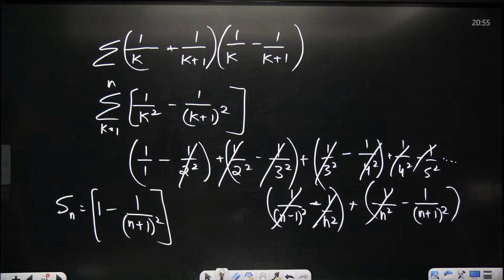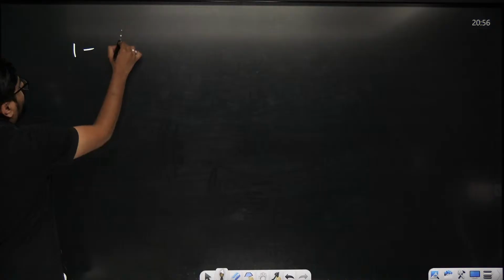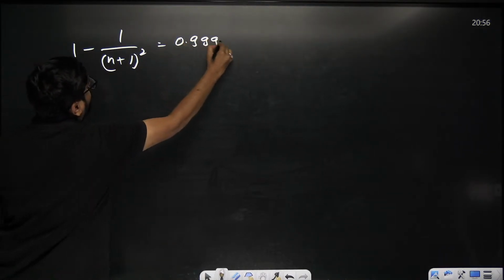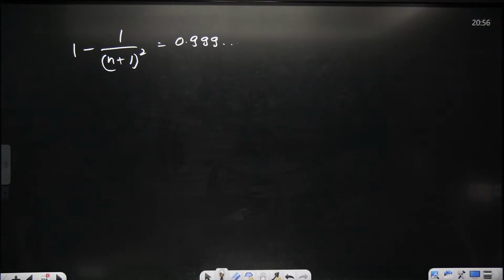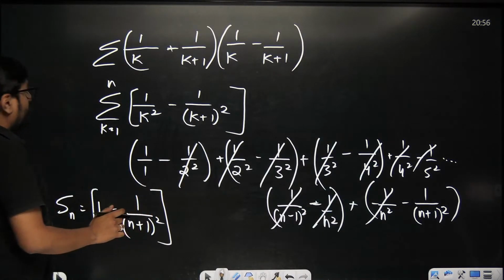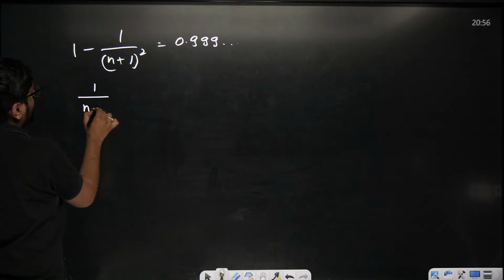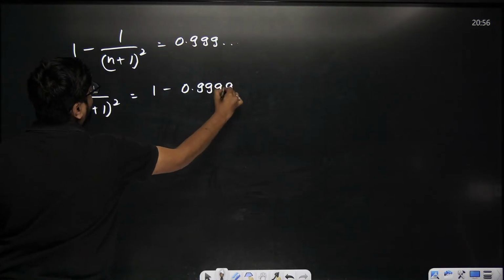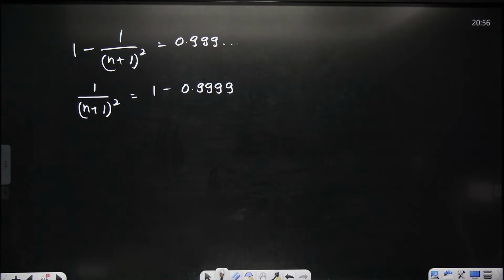This is my sum, which is given to me as 0.9999. So my 1 minus 1 divided by n plus 1 whole square is given to me as 0.9 bar. So you will do just 1 minus 0.999, that means 0.001. How many 9s were there? Let's see if they were finite or not. 0.9999. So what you can do is, now you will just simply do 1 by n plus 1 whole square will be equal to 1 minus 0.9999. Right, this is what we are getting.